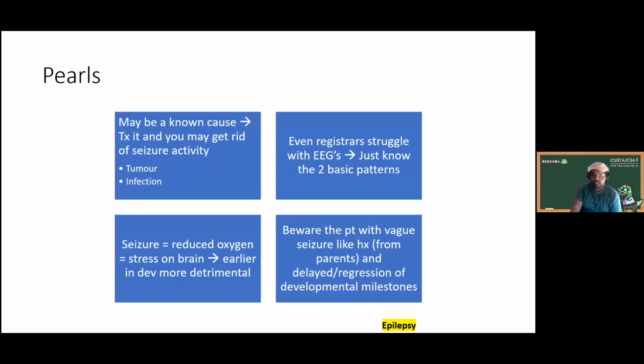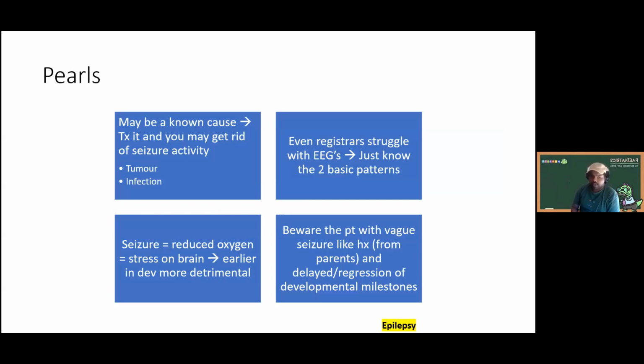pattern. So some pearls to know: it might be due to a main cause. So looking for things like a tumor, looking for things like infection may get rid of the seizure-like activity completely. Even registrars struggle with EEGs, so just know those two basic patterns. Like, I still have no idea what's going on in any EEG, so that's completely fine.